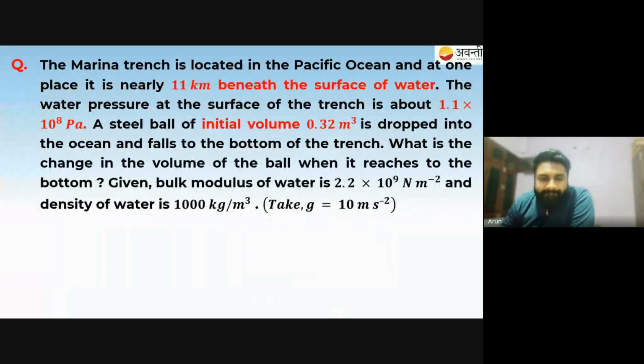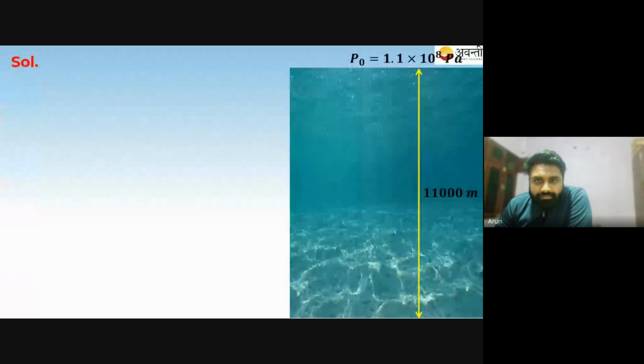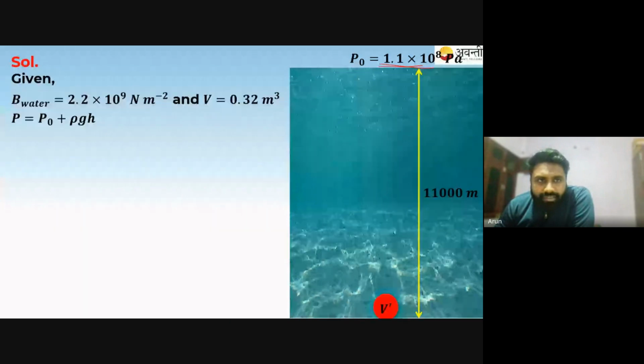Now we know that this is 11,000 meter, which means 11 kilometer. Initially, the pressure at the surface, which means the atmospheric pressure, is 1.1 into 10 raised to the power 8 Pascal. Now this ball is dropped and it reaches 11,000 meter. Since then, the volume has changed. Now it is given that the bulk modulus of water is 2.2 into 10 raised to the power 9 Newton per meter square, and the initial volume is 0.32 meter cube.